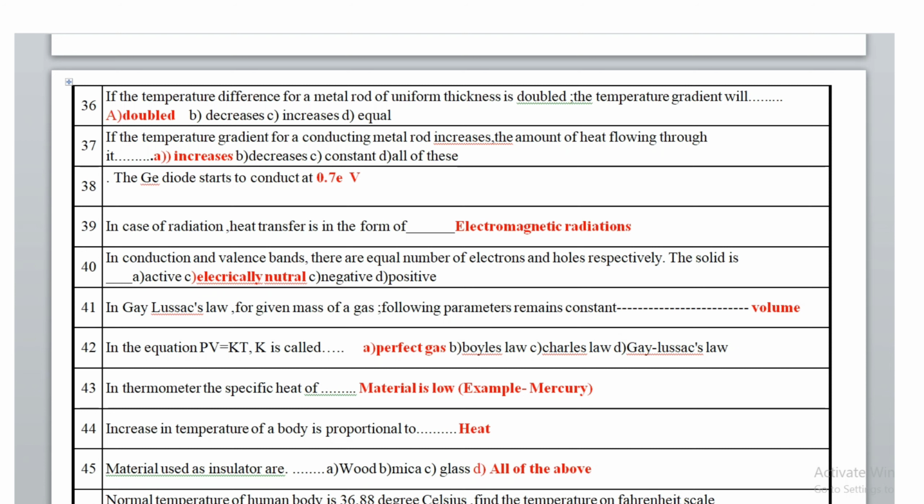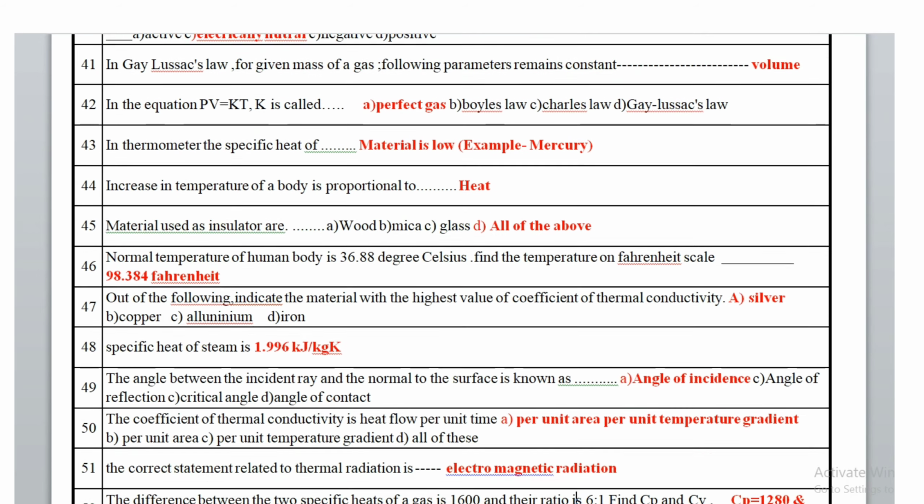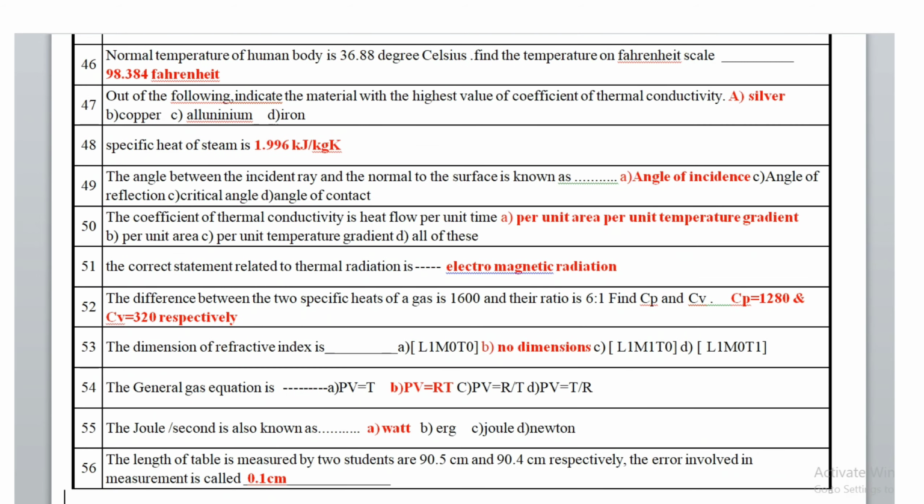Materials used as insulators are wood, mica and glass. These are the materials used as insulators. Then question number 46, normal temperature of human body is 36.88 degrees Celsius. Find the temperature in Fahrenheit. It is 98.38. Out of the following, indicate the material with the highest coefficient of thermal conductivity.